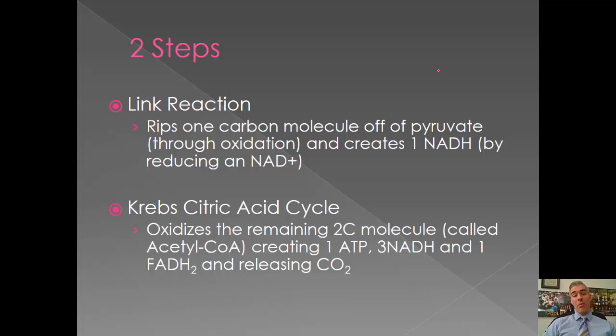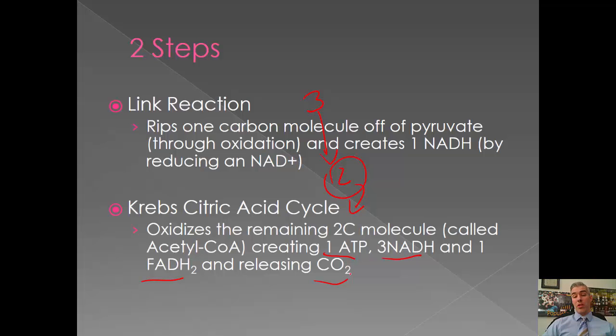We then take that 2 carbon molecule that results, right? So as we said, we start with a 3, we go to a 2, and then we take that 2 carbon molecule and we're going to throw it into the citric acid cycle. It's going to attach a coenzyme called coenzyme A to this acetyl group, and the acetyl group has 2 carbons, allowing it to react more efficiently, and in doing so it's going to fully oxidize the remaining 2 carbon molecule. And in doing so, it creates 1 ATP, 3 NADHs, and 1 FADH2, releasing 2 carbon dioxide because there are 2 carbons left. Okay, now that's per the initial pyruvate molecule.